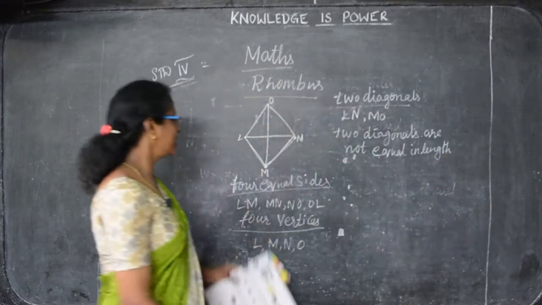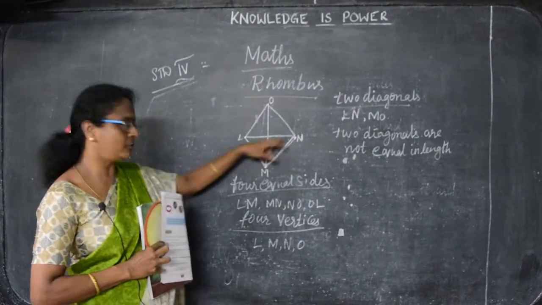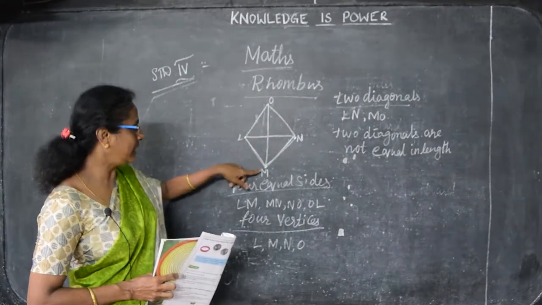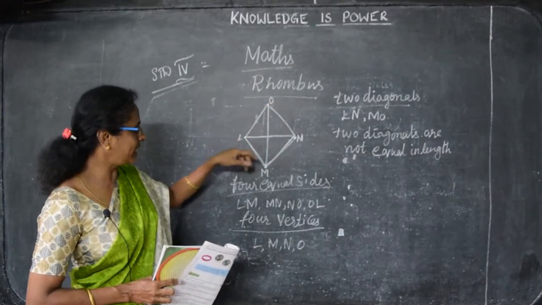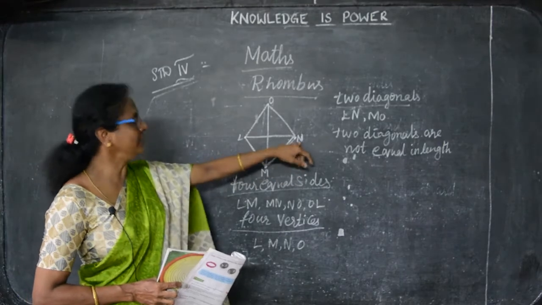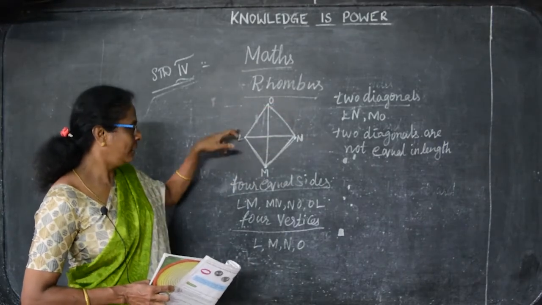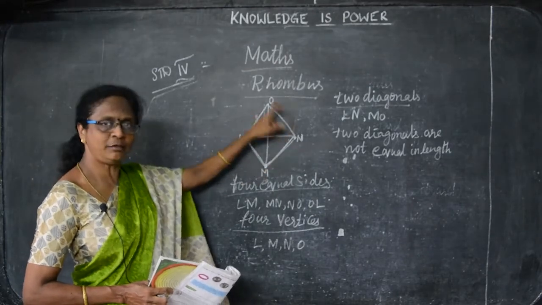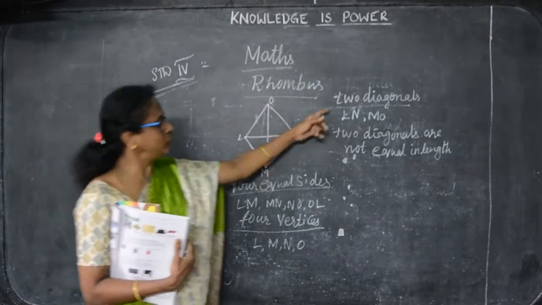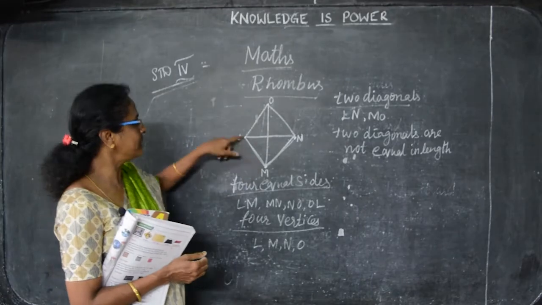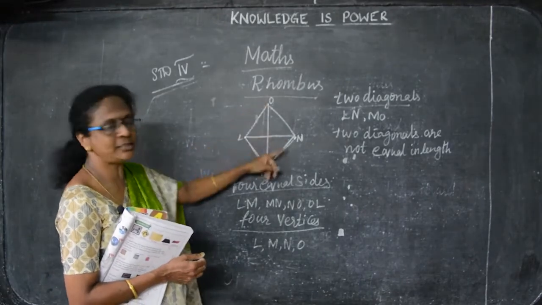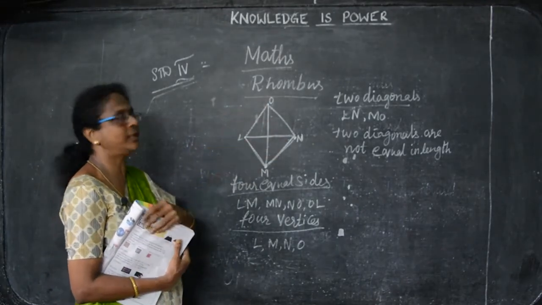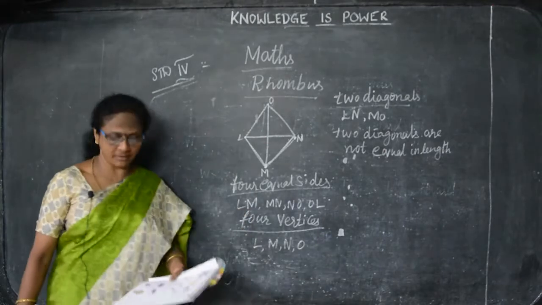Okay, so this is the rhombus. All four sides will be equal: LM, MN, NO and OL. One side is LM, MN, NO and OL. And the four vertices, the four corners, are L, M, N, O. Then there are two diagonals, LN and MO, but these two diagonals are not equal in length. So this is the rhombus.